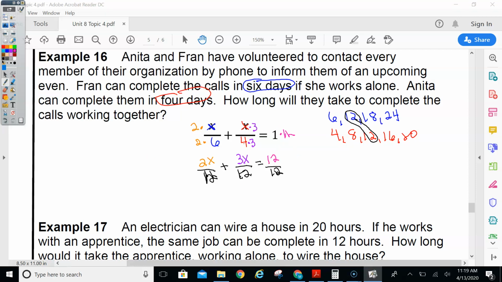So again, all the denominators are the same. So I'm left with 2x plus 3x equals 12. So 2 plus 3 is 5x. And divided by 5. x is, let's do the calculator again, see what it's going to be.